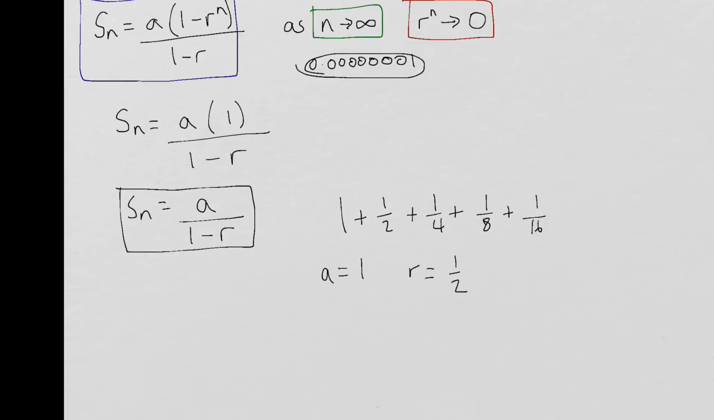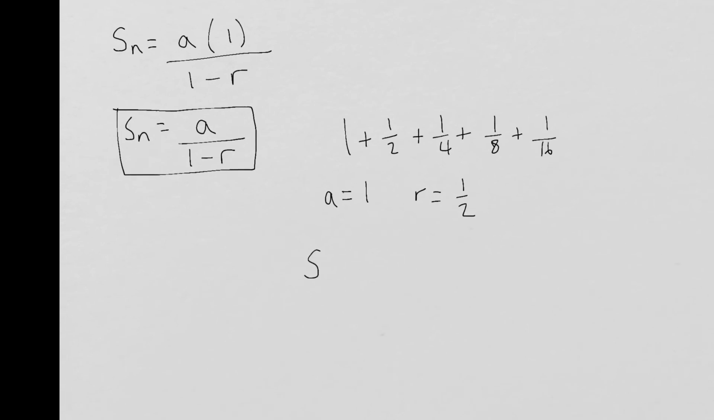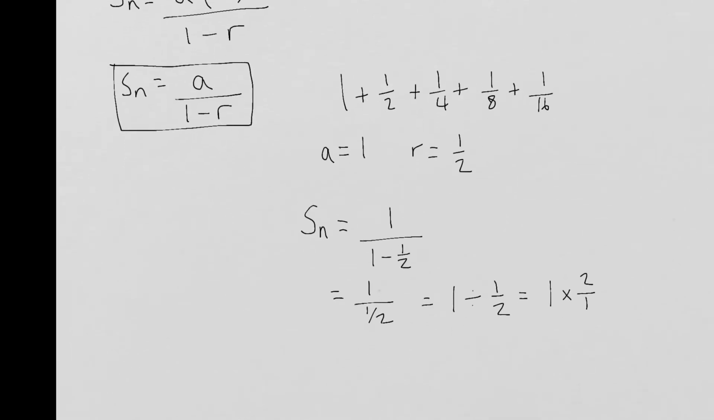So if we put that into this formula, the sum of this converging series would be 1 divided by 1 minus a half, and that would give us 1 divided by a half. We know that that's 1 divided by a half, which is 1 times by 2 over 1. And so the sum to infinity, oops, I made a little mistake there. So the sum to infinity for this series is going to be 2.